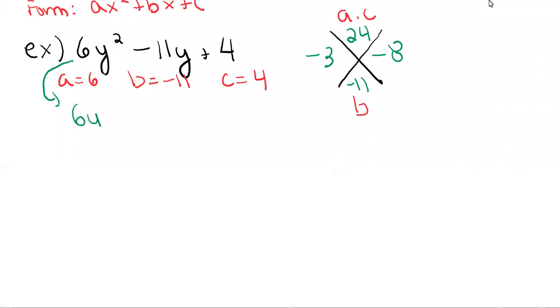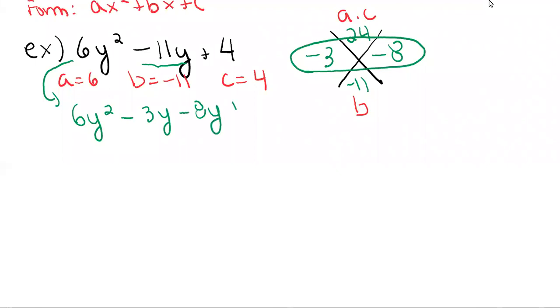Okay, so let's go ahead and we're going to rewrite now. The first term stays the same, but the middle term, we're going to rewrite it using these two terms we just found over here. So instead of negative 11y, I'm going to write negative 3y minus 8y. Which is negative 11y if I just combine the two terms together.